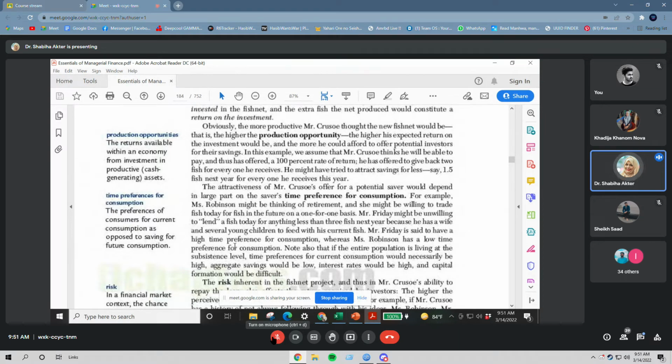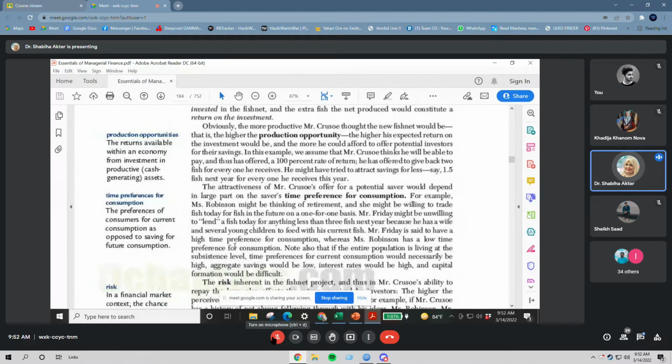So if you can recall the concept of time value of money, could you please relate how time preference for consumption actually matters? Because when we are discussing time value of money, we say one thing, that it's always better to hold the money now rather than the next year. Do you remember? Yes, ma'am.